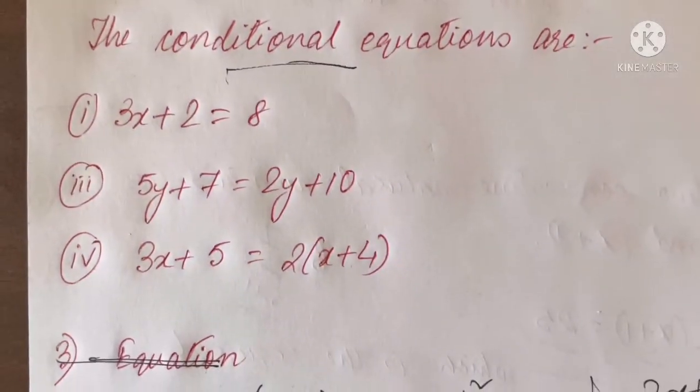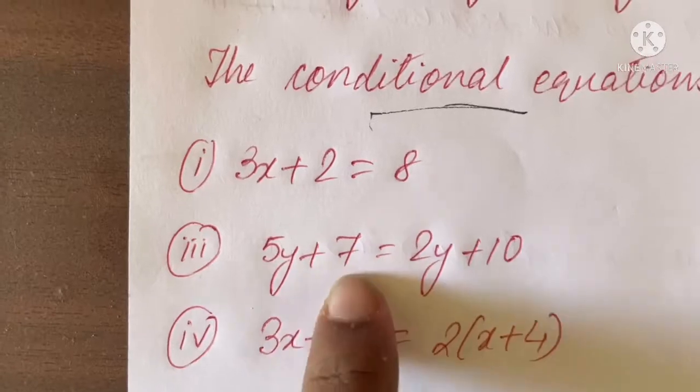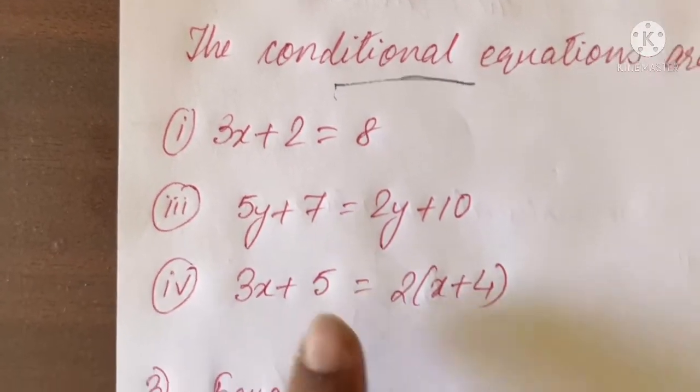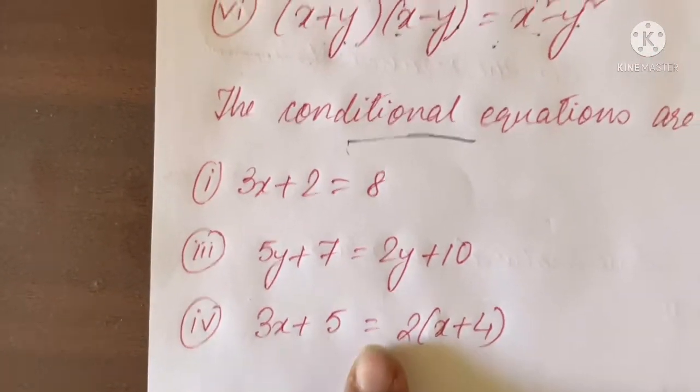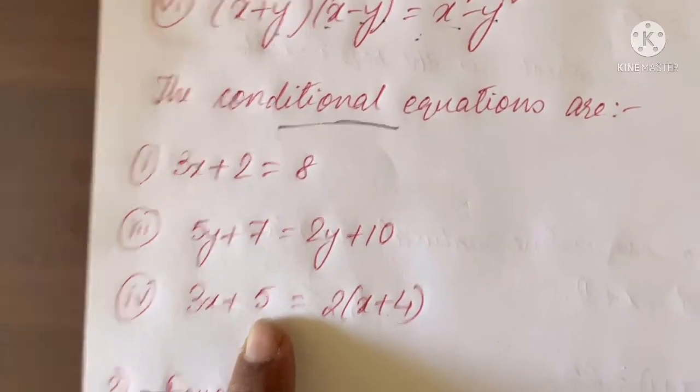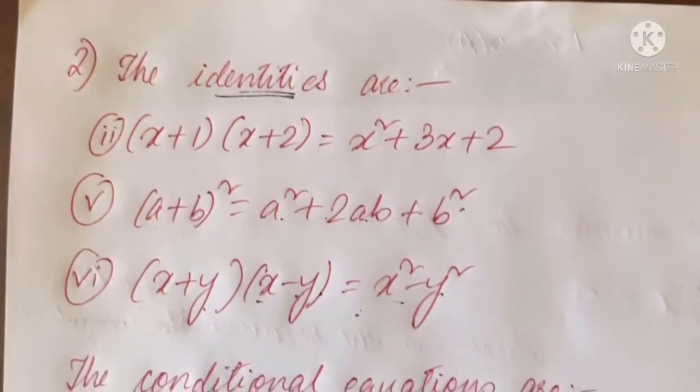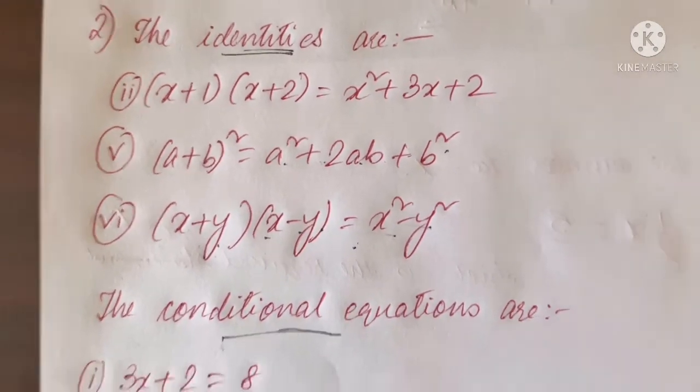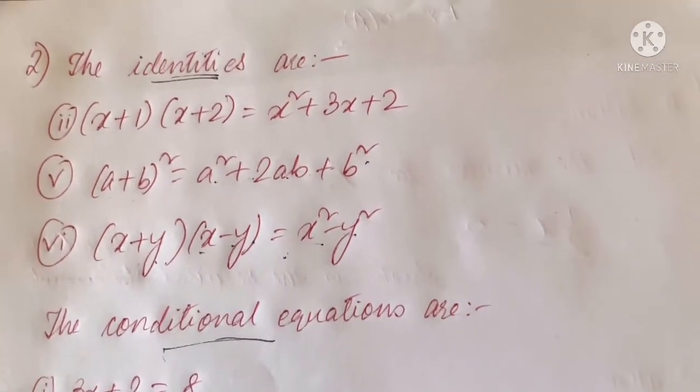So in 1, 3 and 4, what happens? This one we have just seen, we have found the value of x. If we try to do the same thing for question number 3, we can find the value of y. Here also if we try to solve, we can find the value of x. So the equations in which we can find the value of the variable are called conditional equations, and the equations in which we cannot find the value of the variable are called identities.